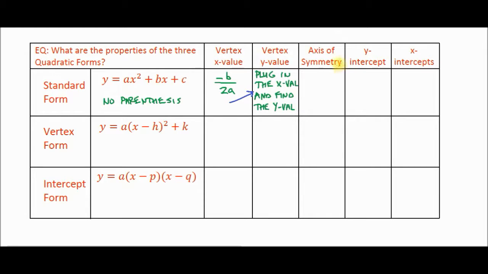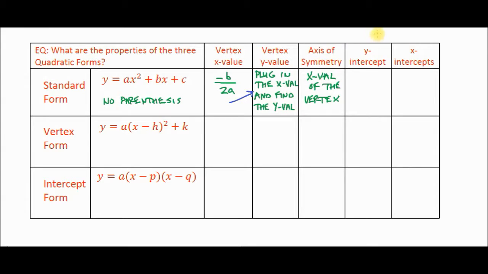Next part is axis of symmetry. The axis of symmetry for a standard form quadratic is just the x value of the vertex. And in fact, the axis of symmetry is always the x value of the vertex. I think you've already seen that in a previous video. But just in case you haven't, it is a vertical line that divides any parabola into two equal halves. It goes right through the vertex, and the x value of the vertex tells us where the axis of symmetry is.